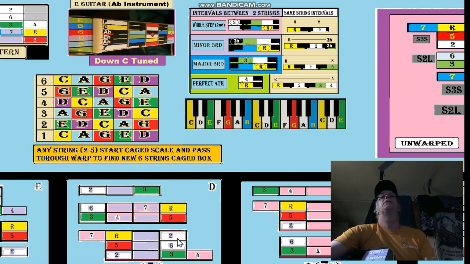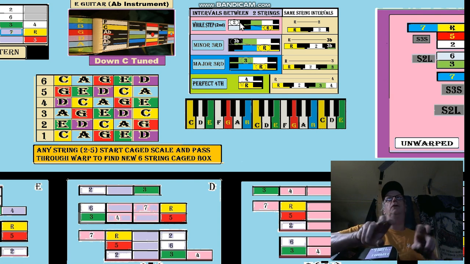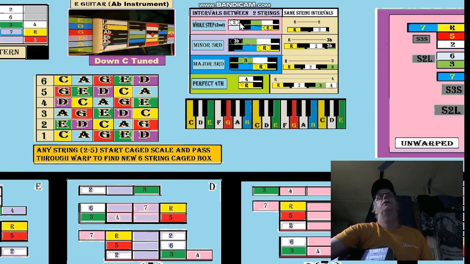We're going to go from the 2nd to the 3rd. So that's way over, so it's only a whole step. You see that? A whole step is way over like that. It's what I call a long. So when you see my charts, S2L over here, that is a long.